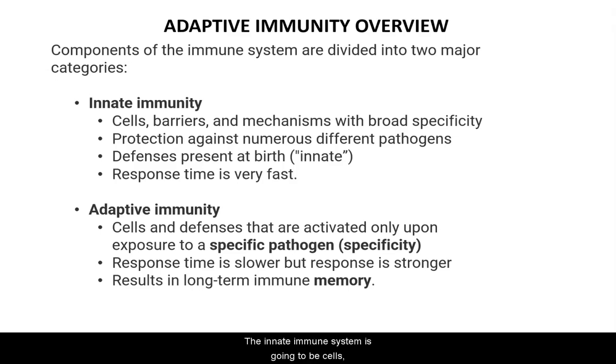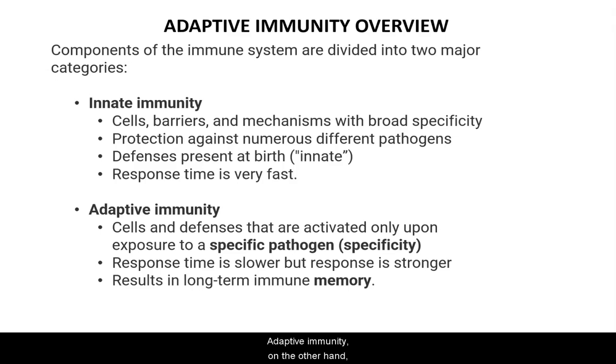The innate immune system is going to be cells, barriers, and mechanisms that protect against a broad variety of potential pathogens. These are present at birth. That's why they're called innate. And the response time for innate immunity is going to be fast because these mechanisms are already in place, ready to go.